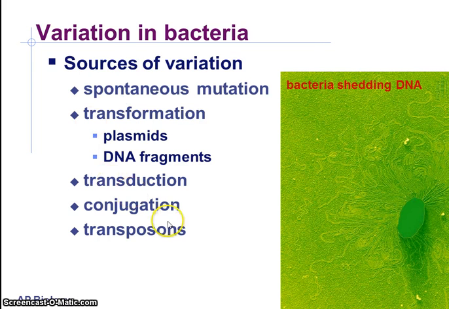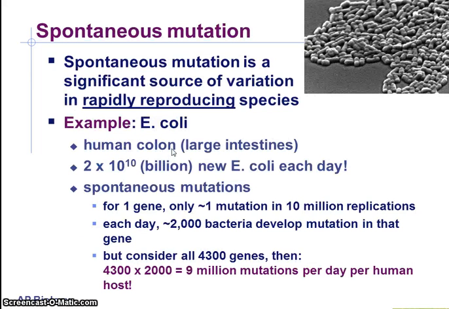They also could have transformation, which is DNA fragments from the environment that bacteria can take in. They can go through transduction, which is when a virus introduces DNA. They can go through conjugation, which is a form of bacterial sex, or they can have transpositions, which we'll talk about in a little bit as jumping genes.